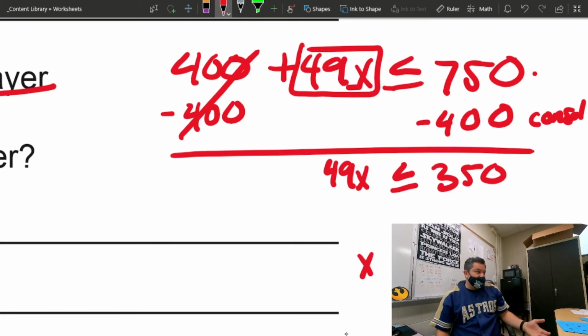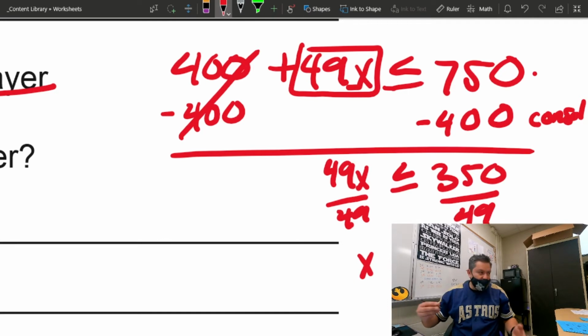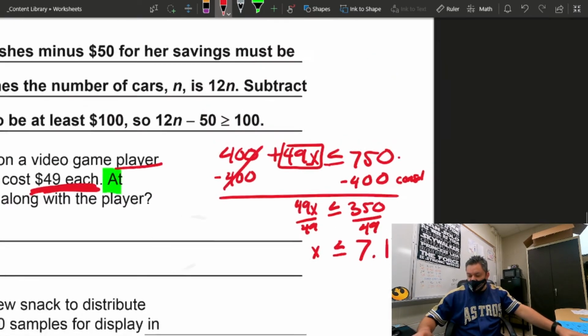If you actually divide by 49, you might get like 7.1 or something like that. Now, in the real world, can you get 0.1 of a game? No, you have to round to the one less, because you don't have enough. So how many games can he buy? 7.